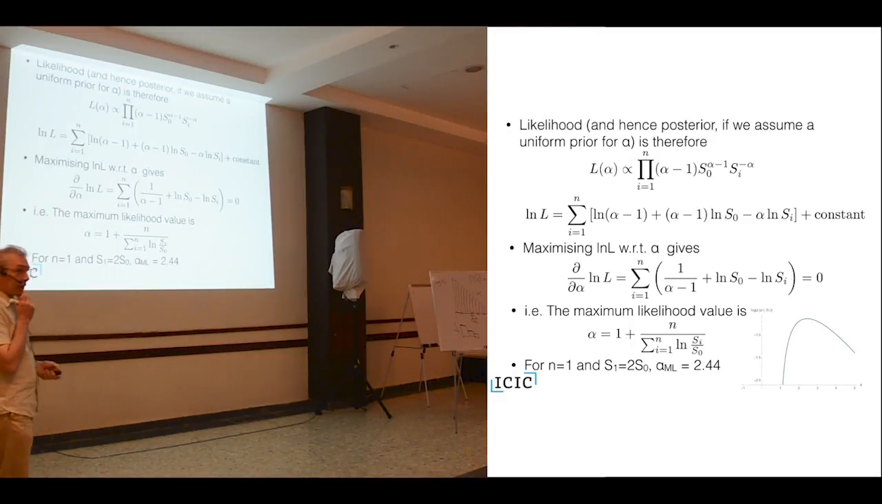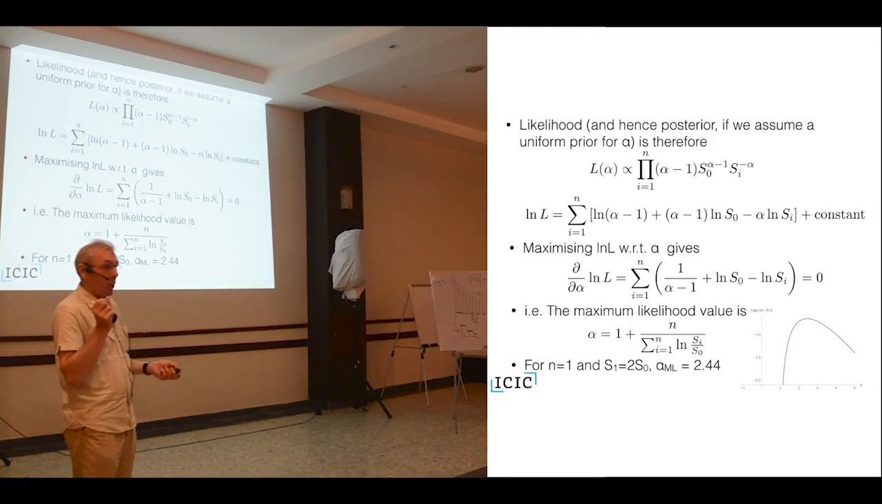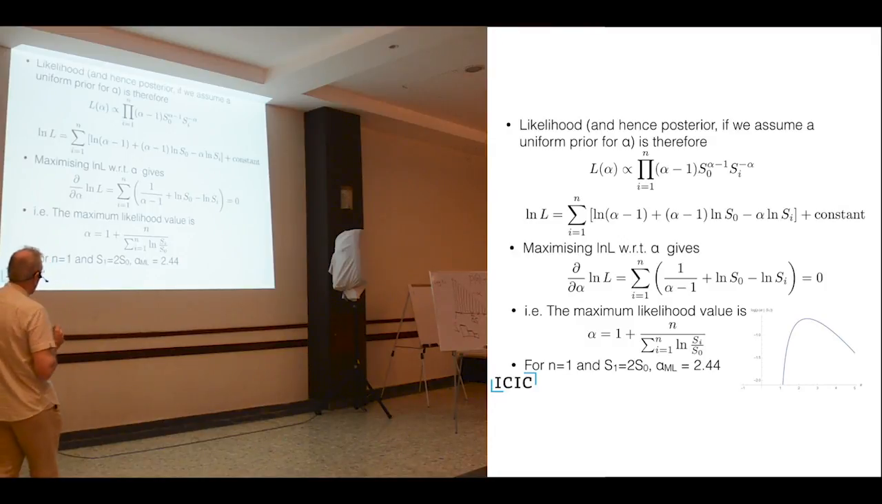Okay, so for the case that I gave you, which was to say we have one source, which has a flux of twice S0, then you can do this perfectly well with one source. 0 is no good, but 1 is fine. And if you work that out, then you find that the maximum likelihood value for alpha in that case is 2.44.